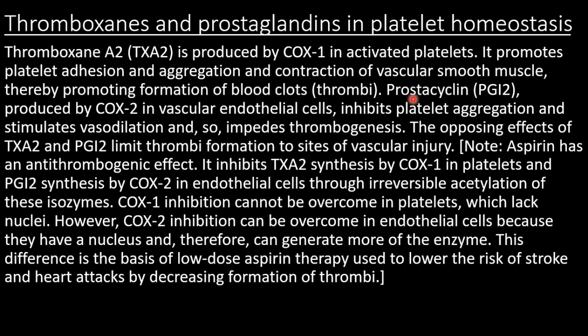Now, prostacyclin, PGI2, is produced by COX-2 in the vascular endothelial cells, and it will inhibit platelet aggregation and stimulate vasodilation, and so it will impede thrombogenesis. So you can see the opposing effects of thromboxane A2 and prostacyclin limit thrombi formation to the site of vascular injury.